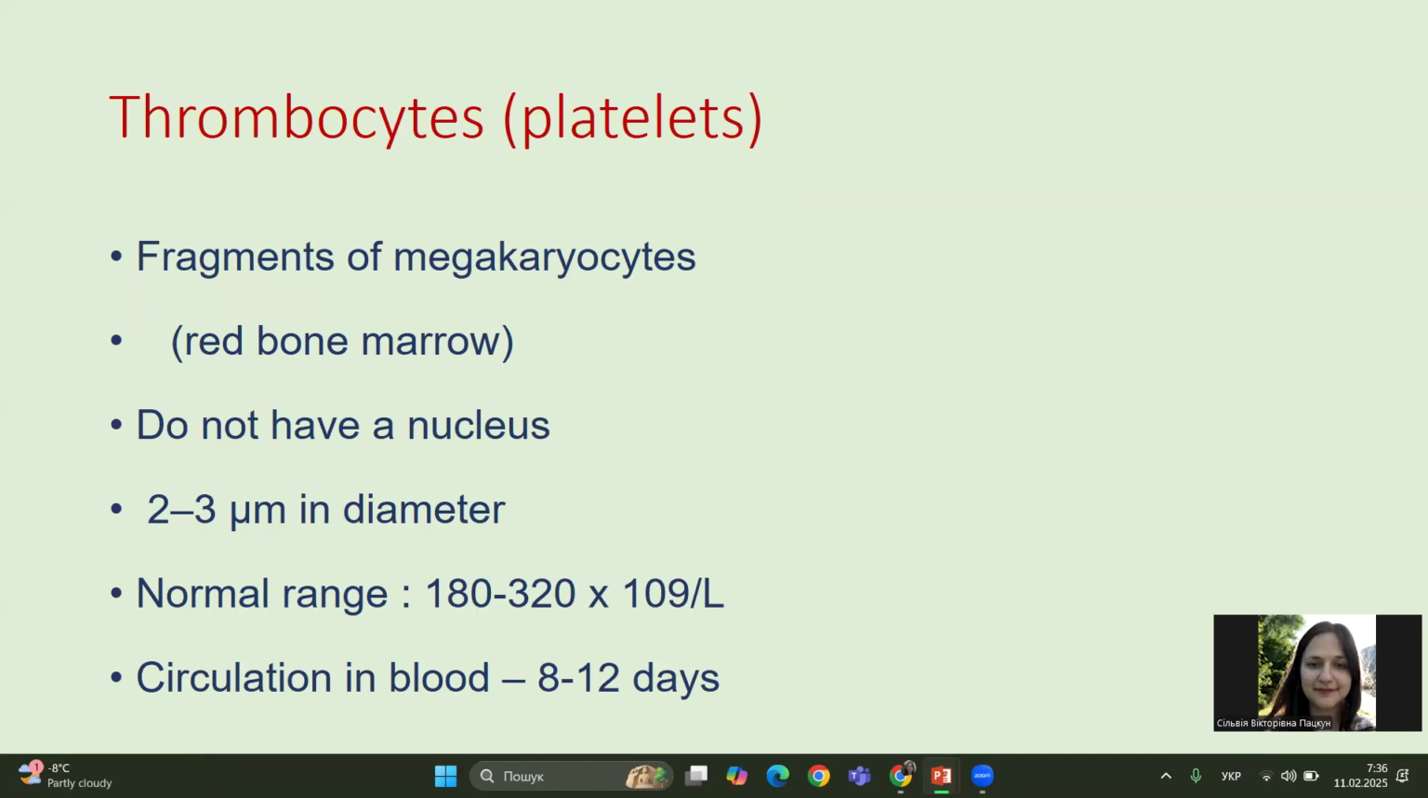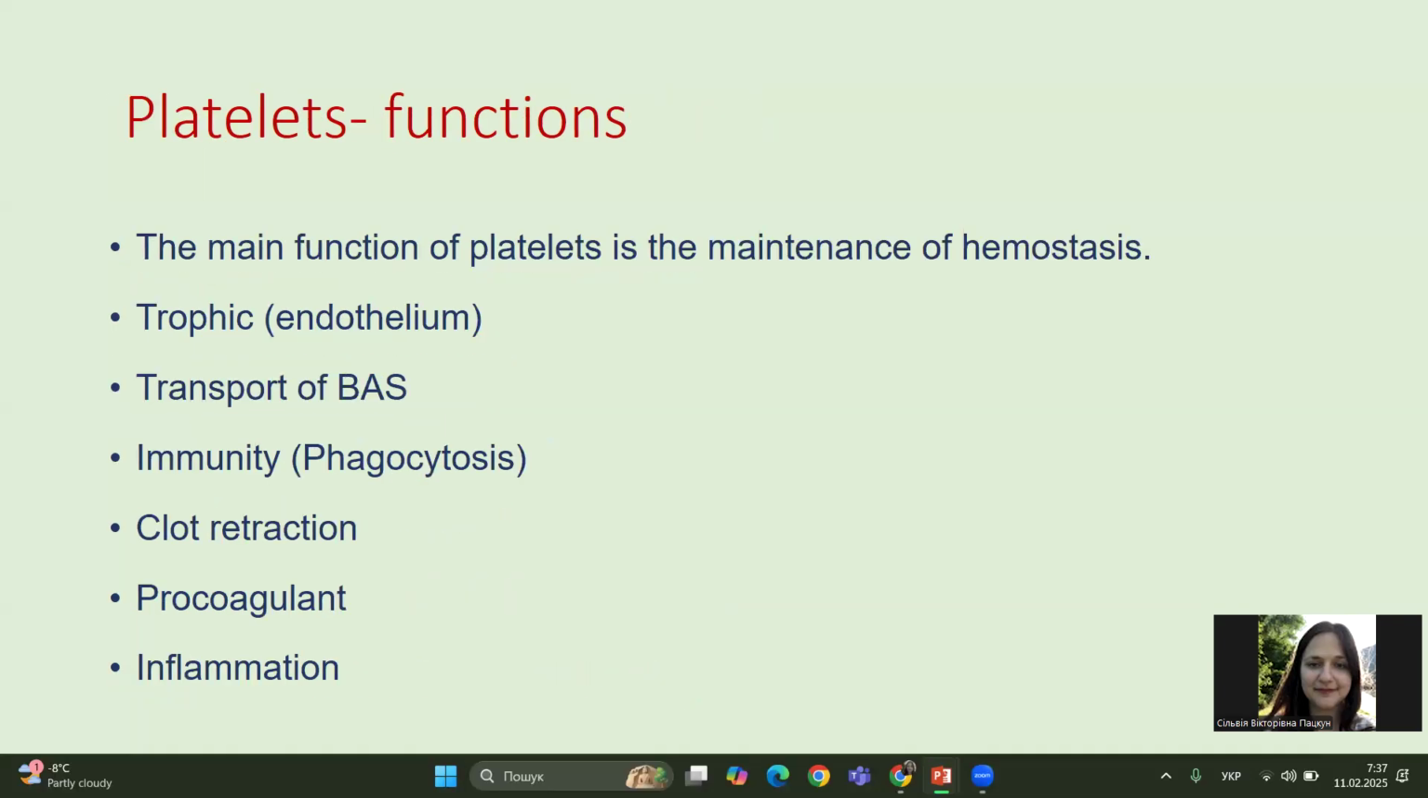And last formed elements of the blood, thrombocytes. They are fragments of megakaryocytes and do not have a nucleus. Normal range is from 180 to 320 times 10 to the 9th per liter, circulating in blood for 8 to 12 days. The main function is to maintain hemostasis, also transport of biologically active substances, trophic function for endothelium, immunity, clot retraction, procoagulation effect and inflammation.